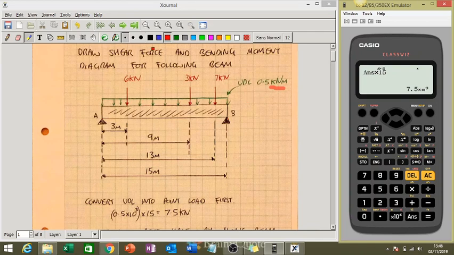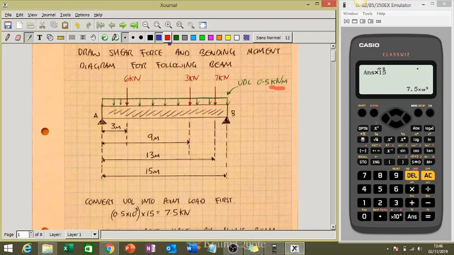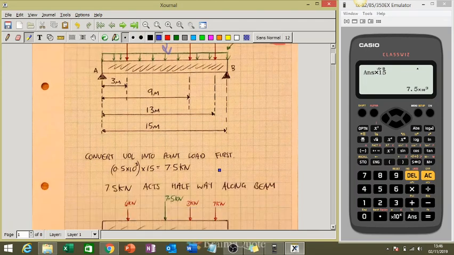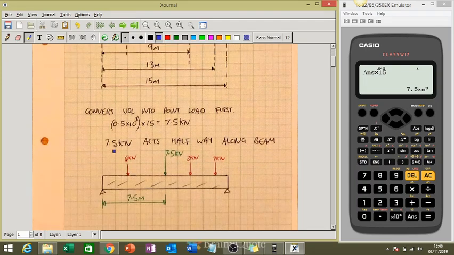So that's converted into a point load, and as we know, that point load acts halfway along the beam. So there's 15 there, so about halfway along we're going to have a force of 7.5. That represents the UDL, the uniformly distributed load, which you could say is the weight of the beam. So we'll have 4 forces now. The 7.5 kilonewtons acts halfway along the beam, so the beam is 15 meters, so it's 7.5 halfway. Now we've got a force there, force there, force there, force there.